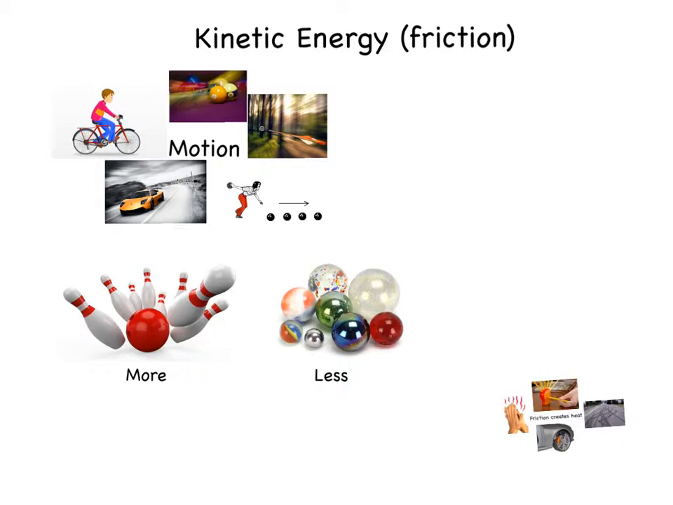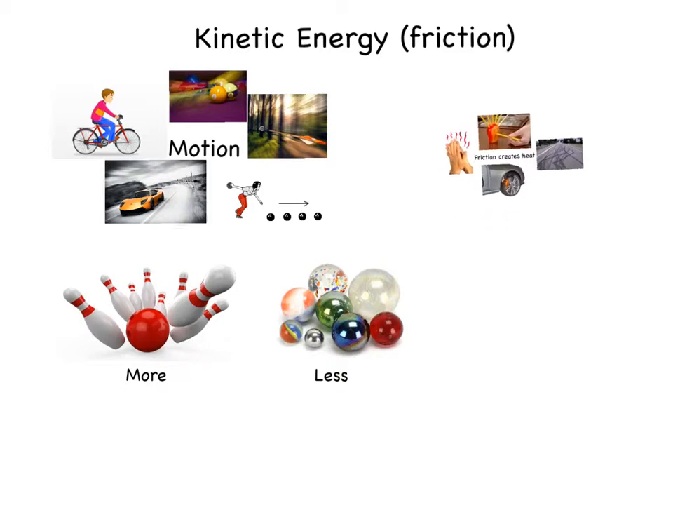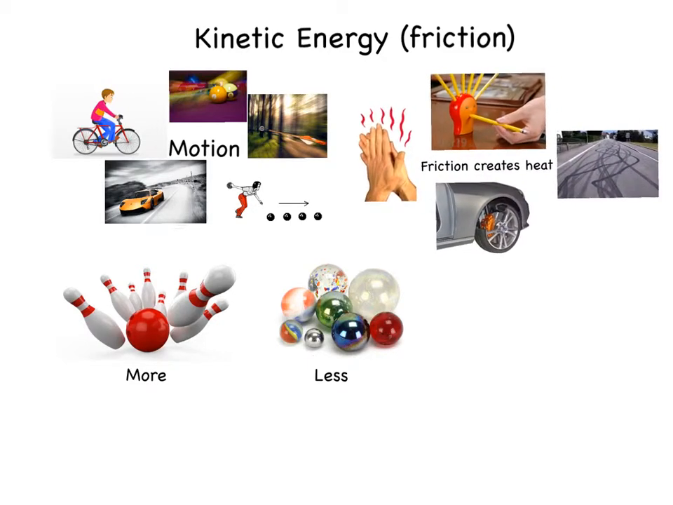Energy from friction creates heat. For example, when you rub your hands together, sharpen a pencil, make a skid mark with your bike, or use the brakes on your car, the friction that is created causes heat, and friction is a form of kinetic energy.